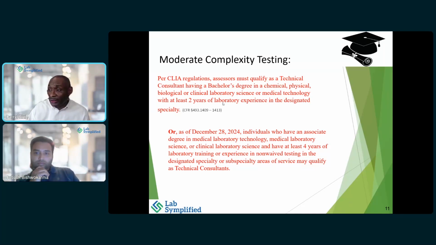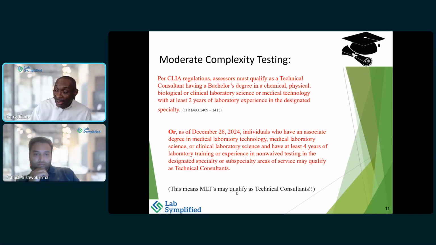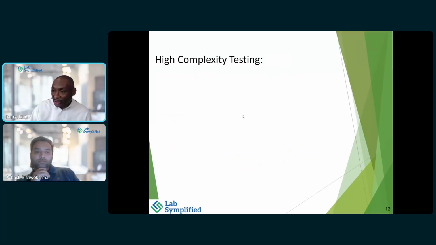But this is a big change here for those of us who are in the clinical lab and have all different levels of personnel working in the laboratory. And as I said, this means that MOTs may now qualify as a technical consultant. That is a very good thing. I'm happy for our colleagues to have this additional way to move up in the laboratory administration.